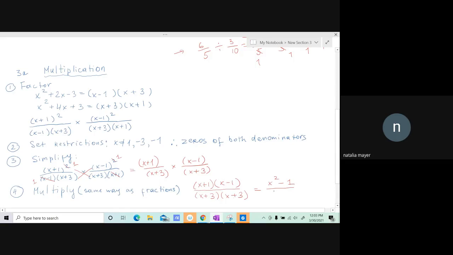And Noor was suggesting how we can write the denominator: x plus 3 squared. Okay, technically, this answer is already correct. You have multiplied. Here we just make it look nicer, which means shorter. But this is already the result of multiplication.